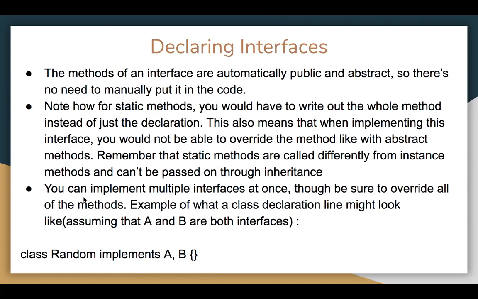But anyways, moving on. You can also implement multiple interfaces at once, though be sure to override all of the methods. Methods as in abstract methods. If you have a static method, again, you don't have to override it. Here's an example of what a class declaration line might look like, assuming that A and B are both interfaces. You can see we have an example here. So class random implements A, comma B, and then whatever code's in here.